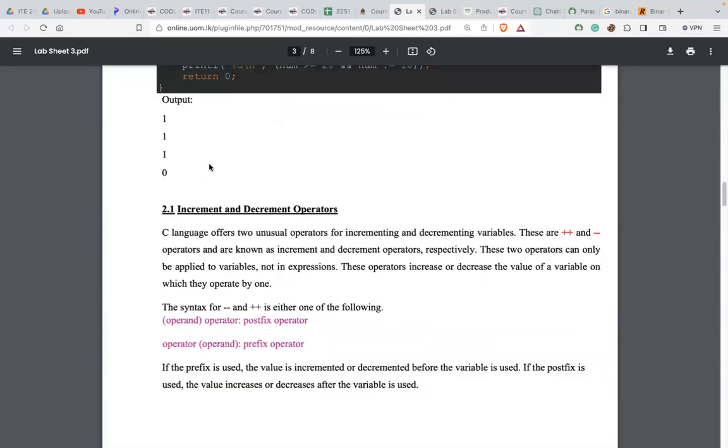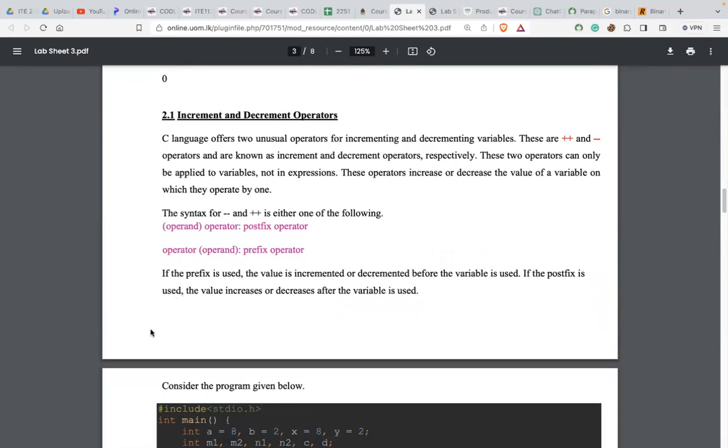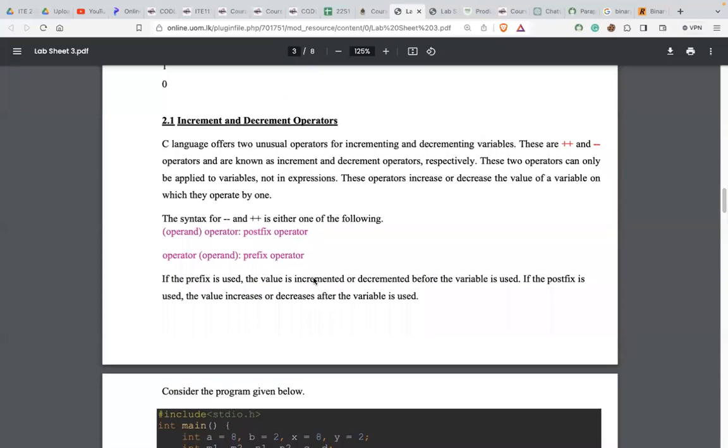Okay, next one is increment and decrement operator. Okay, give me 1 minute. I'll come back. Okay, I'm back. I apologize for the delay.